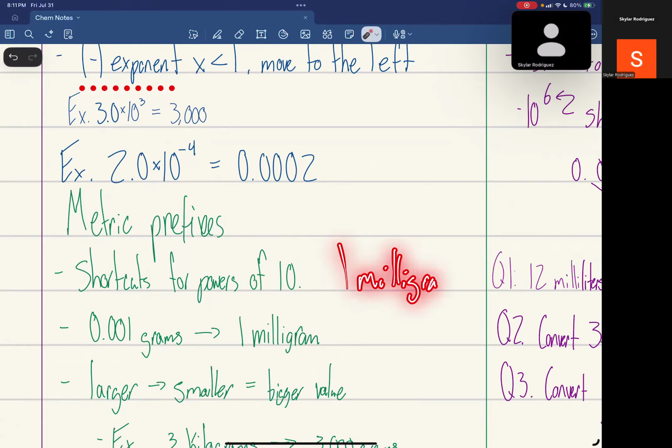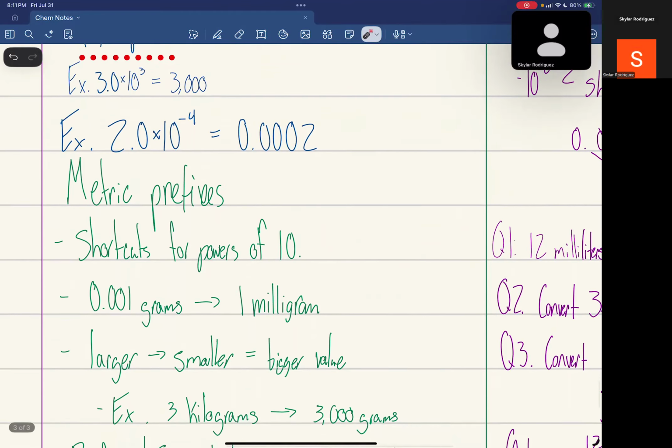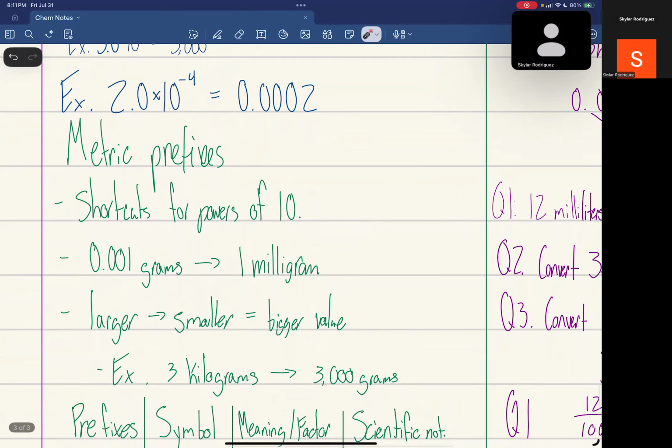The golden rule for conversions is to recognize that going from a large unit to a smaller one makes the number get bigger by moving the decimal to the right. Vice versa, if you go from a smaller unit to a larger unit, you will move the decimal to the left. An example of this would be converting 3 kilograms to grams, which comes out to 3,000 grams.